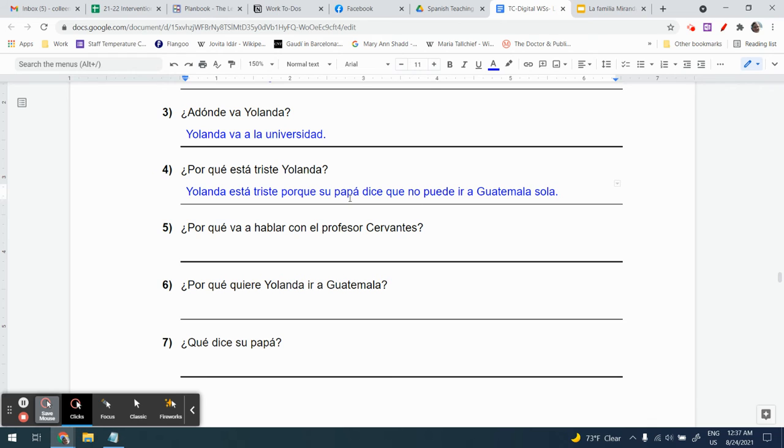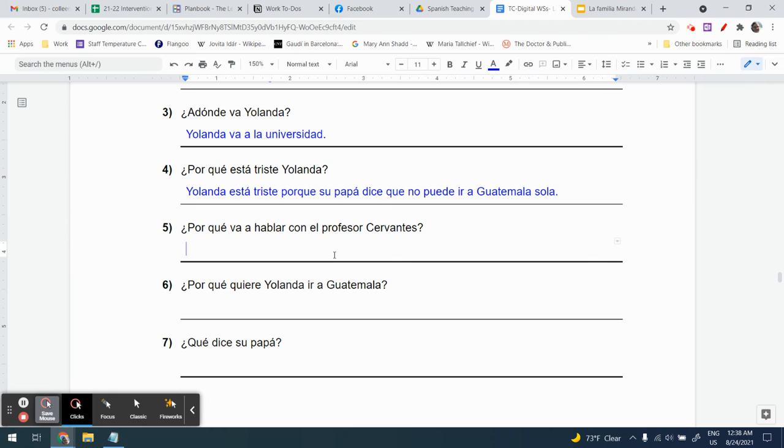So, I just took mostly what that had. Papá dice que no puedo ir sola. I added her. I changed the puedo to puede. And I added the Guatemala to be clear. Okay? You can use a lot of what's already written there. You just have to look for what works.